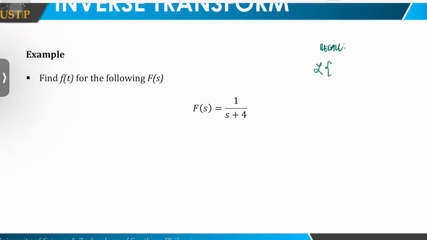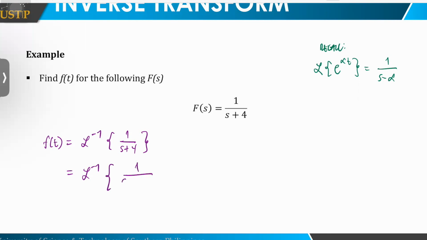We recall the Laplace transform of e to the alpha t is equivalent to 1 over s minus alpha. So we would want to write this in this manner. So f of t is the inverse of 1 over s plus 4. So we rewrite this into this form, 1 over s minus alpha. So that is 1 over s minus negative 4.